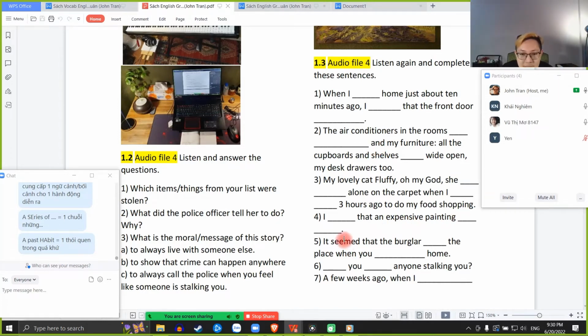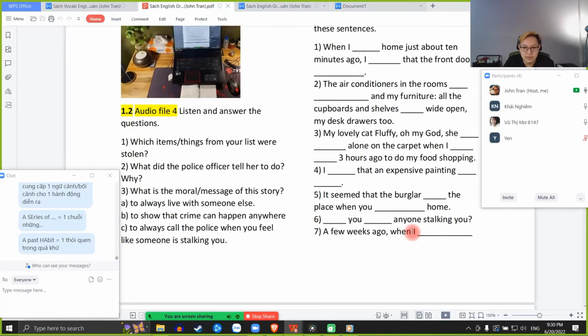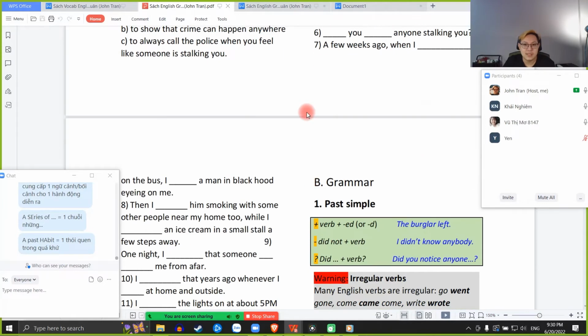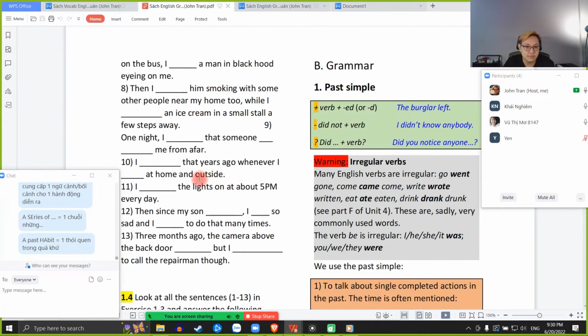Okay. I noticed that an expensive painting was stolen. Đó là 2 hành động. The 2 single completed action. What else? 6, 10, and 13. Did you notice someone stalking you? Chị có nhận ra ai đó không? Did you notice? That is one action. 10 and 13.